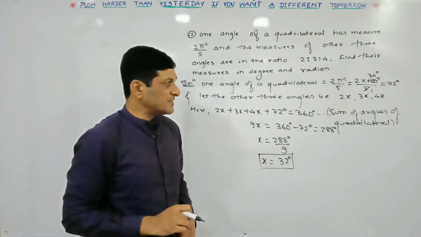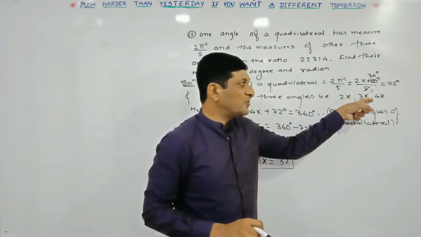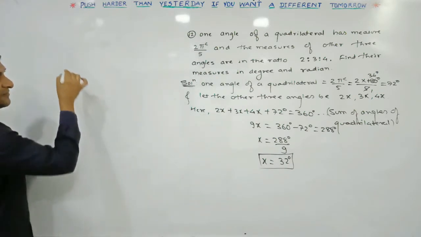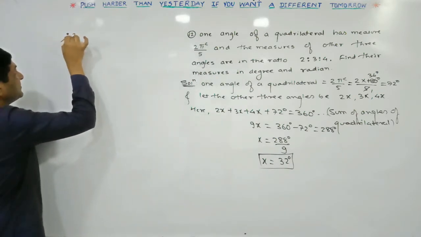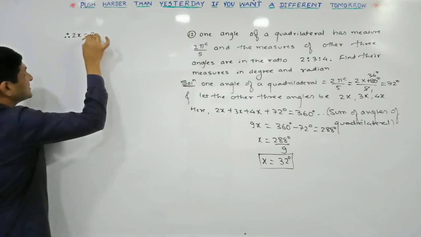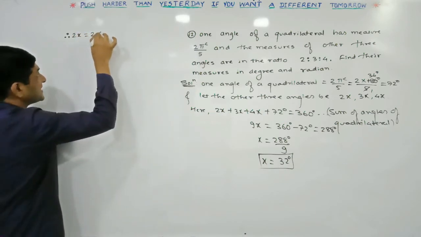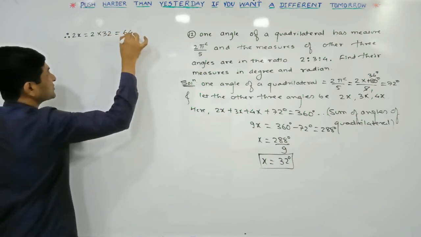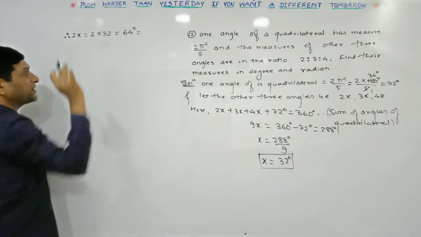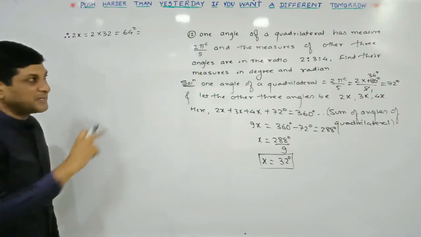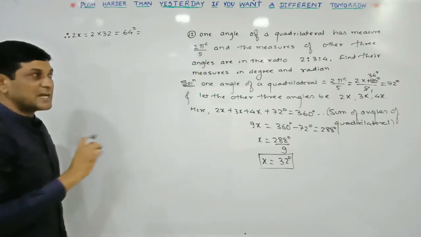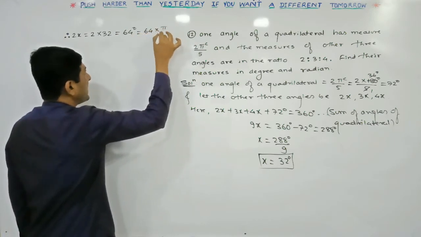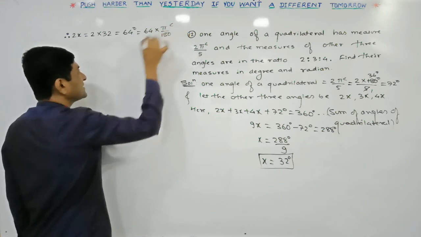Once the value of x is known to us, we are able to find 2x, 3x and 4x, which are nothing but the angles of this quadrilateral. So we can say that 2x will be equal to 2 times, substituting the value of x, which is 32. 32 into 2 will be equal to 64 degrees. In this way we have got the degree measure, but the question is to find degrees and radians both. So to convert it into radians, we multiply it by pi by 180.